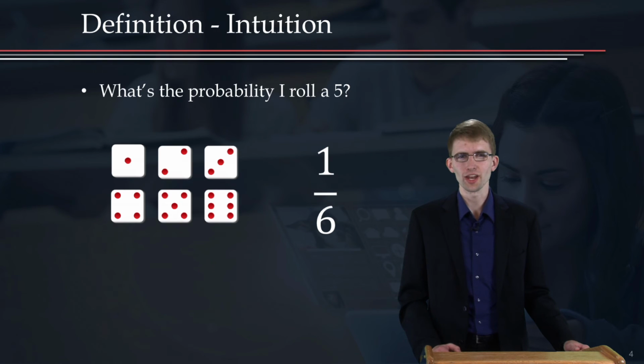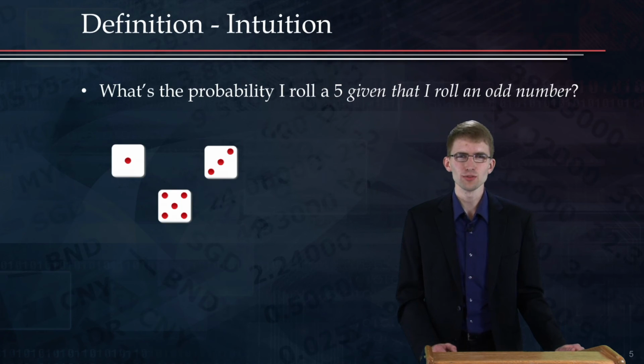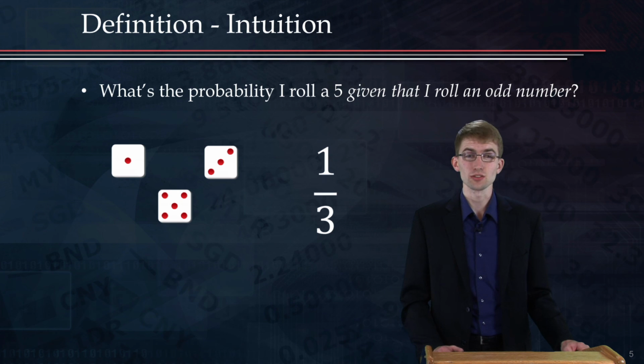This we should know is 1 out of 6 for a fair die. But now let's say I have some extra information. What's the probability of rolling a 5 if you knew that you rolled an odd number? So again, here's an example of an event which is influencing your outlook on the question of interest, the probability I rolled a 5. And now it changes to 1 out of 3 rather than 1 out of 6.